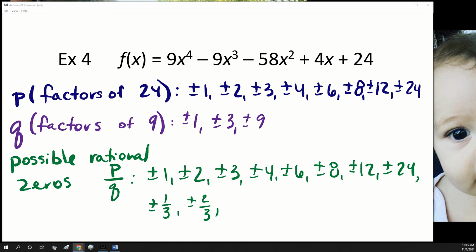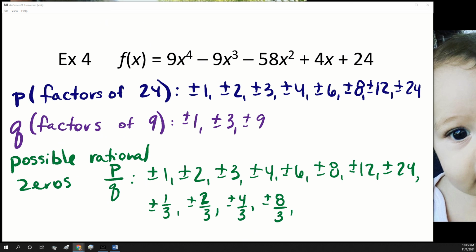So what about this positive and negative 3/3? Don't worry about it because it's 1, and 1's already in the list. All right. And the same thing, positive negative 2/3 of 2 is already in the list. So pretty much if it reduces, it's already in the list. So 12/3 should be good and 24/3 should also be there.